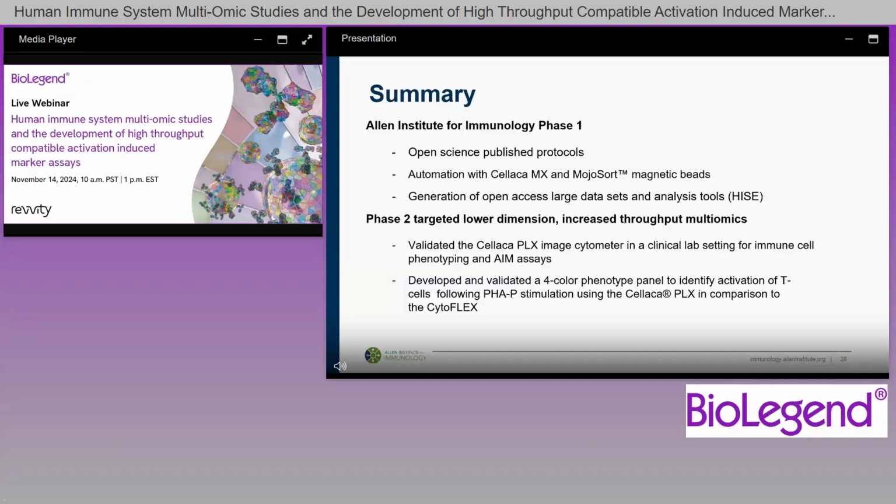In phase 2, we took a stab at more targeted assays using lower dimensional assays developed on the PLX and determined that we can still get really good looking data that's comparable to its counterpart in flow, and while still doing these assays in a high throughput way and at low cost.